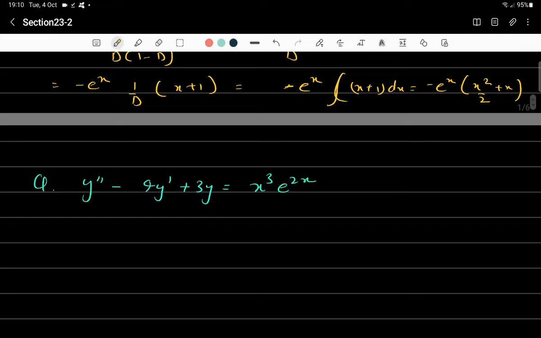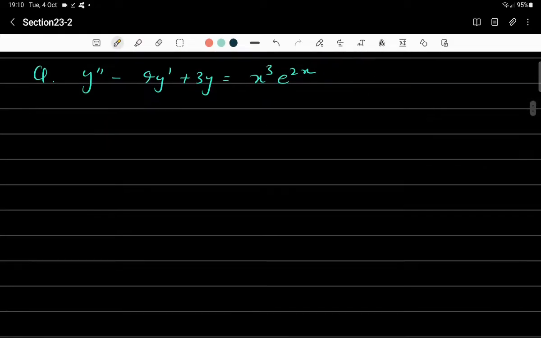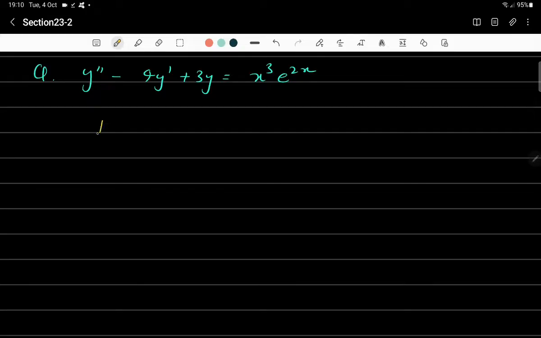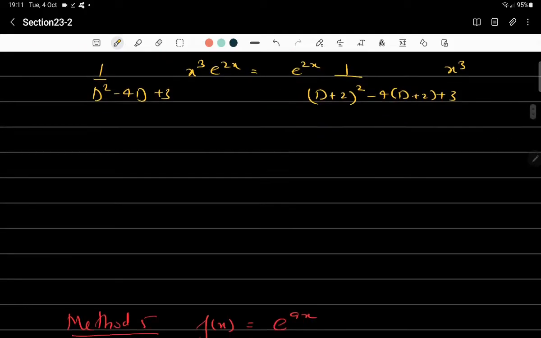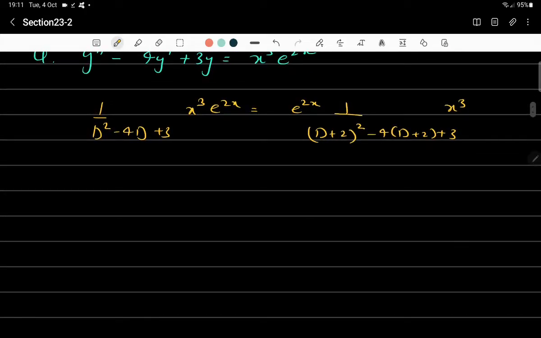Let's do one more question. Please do try it by yourself. So again I want to use the exponential shift rule, so it becomes 1 by d square minus 4d plus 3 on x cube e raised to the power 2x. So I take e raised to the power 2x on that side. So 1 by (d plus 2) whole square minus 4 (d plus 2) plus 3, on x cube. Yes, now simplify it. So if you simplify it, it becomes e raised to the power 2x and 1 by d square minus 1, on x cube. Again x cube is a polynomial, so I have to use the geometric expansion.